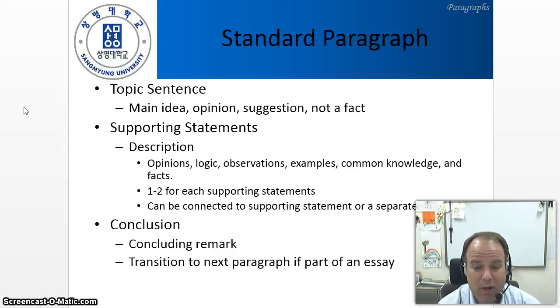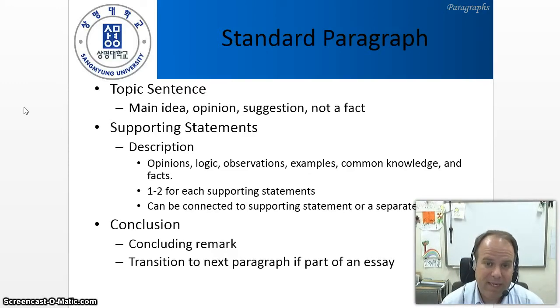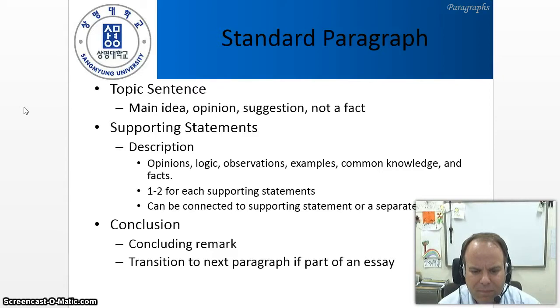There's generally about one or two for each of the supporting statements, and they can be connected to supporting statements or in a separate sentence. Like I said, your supporting statement is not exactly a supporting sentence. So you can attach two clauses together, and part of that is a supporting statement, the other part is a description.